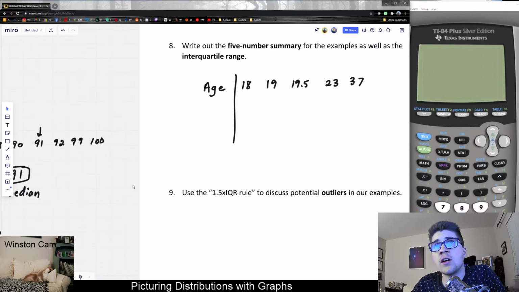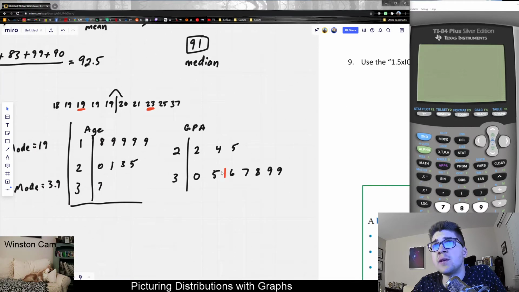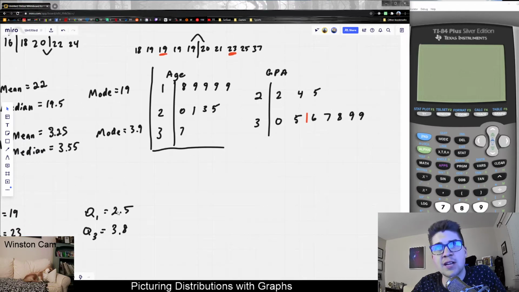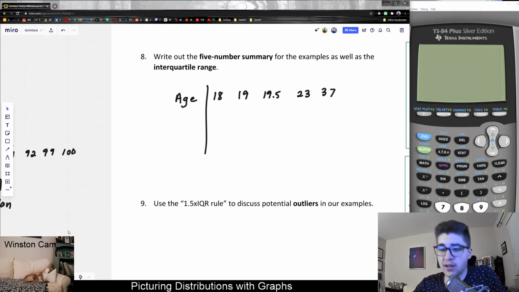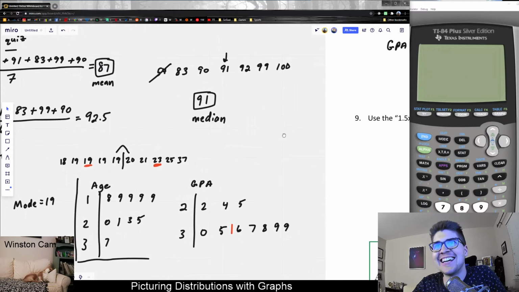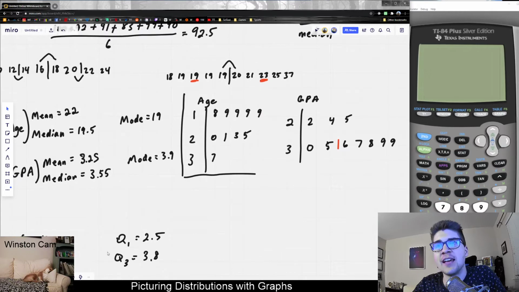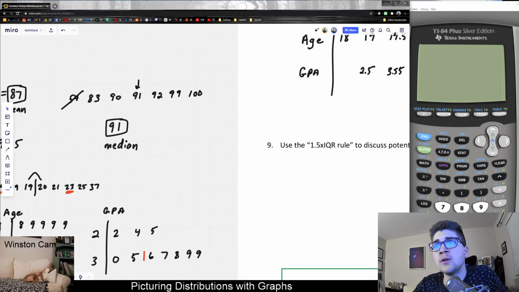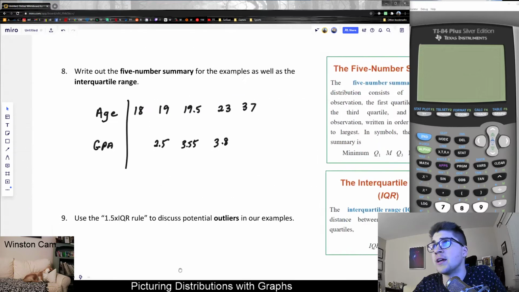And then for our GPA, our median GPA was 3.55. Our first quartile, 2.5 and 3.8. Let's go ahead and just note this as well. GPA, median was 3.55. 3.8 was our third quartile. And again, I forget already, too many numbers. It was 2.5, yeah, our first quartile for our GPA. And then our minimum GPA of our sample was 2.2, and our maximum was 3.9.